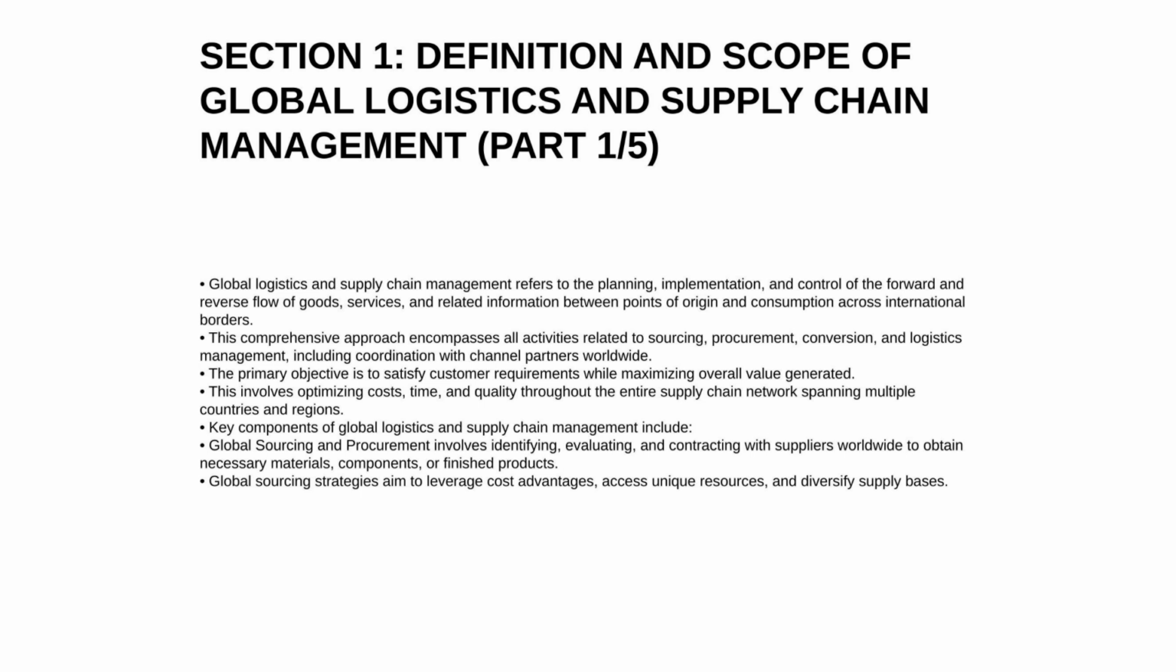Key components of global logistics and supply chain management include global sourcing and procurement, which involves identifying, evaluating, and contracting with suppliers worldwide to obtain necessary materials, components, or finished products. Global sourcing strategies aim to leverage cost advantages, access unique resources, and diversify supply bases.